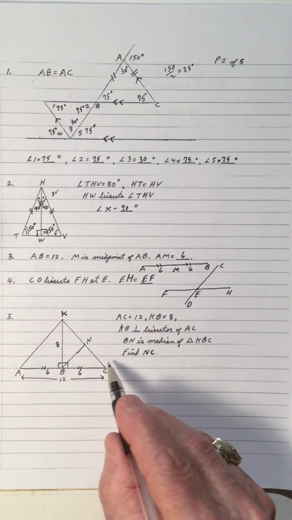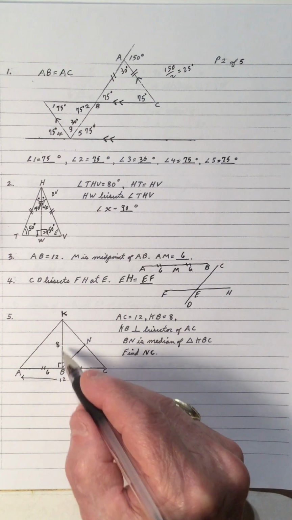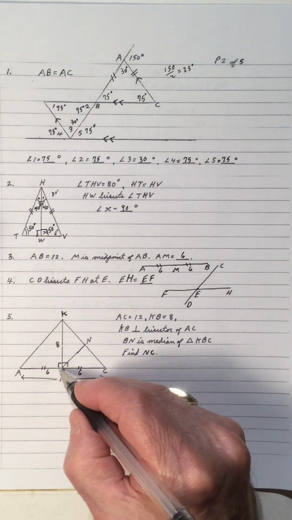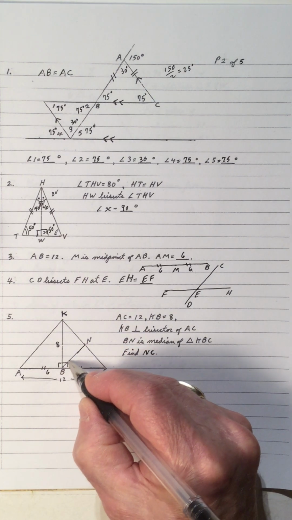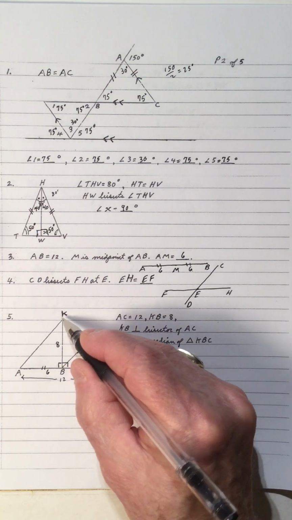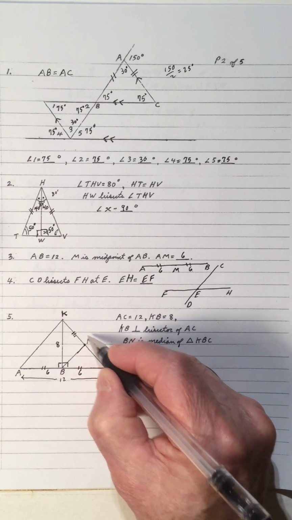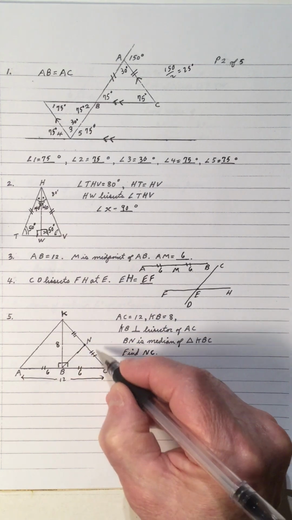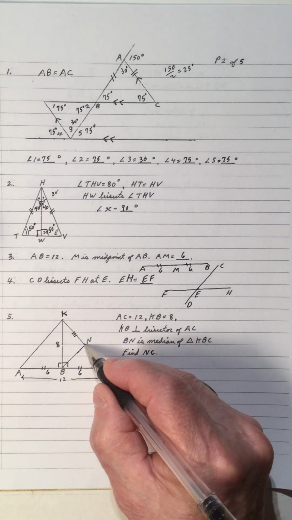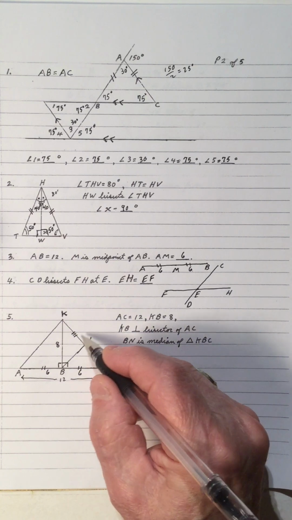And it says that BN is the median of KBC. A median is a segment drawn from a vertex to the midpoint of the opposite side. So N is the midpoint of KC. So that means that KN is equal to CN, because this is a median. BN is a median of this triangle KBC. N must be a midpoint.